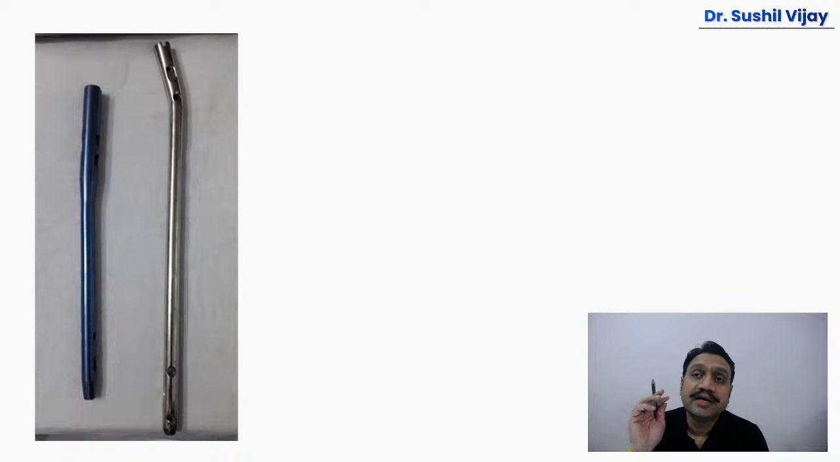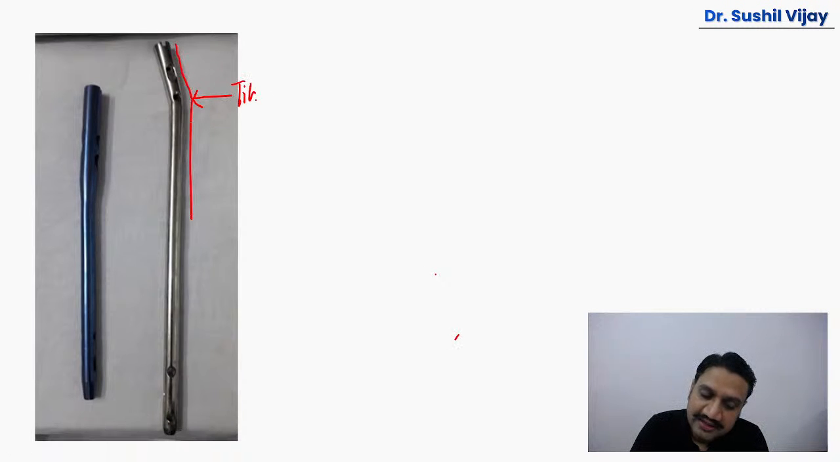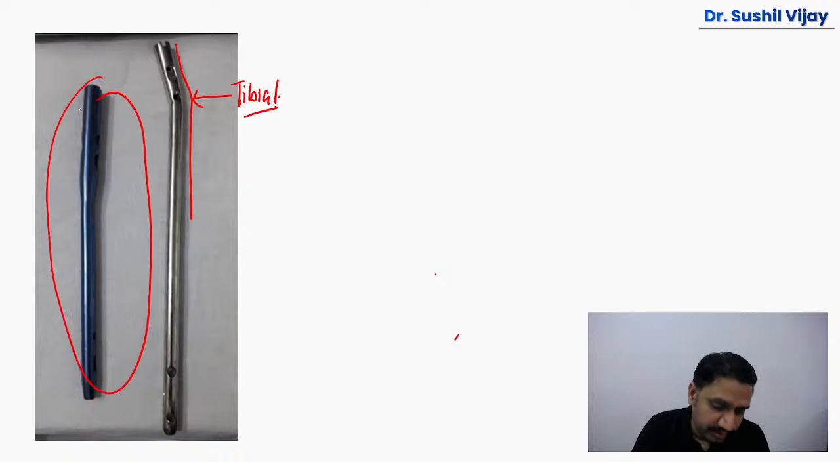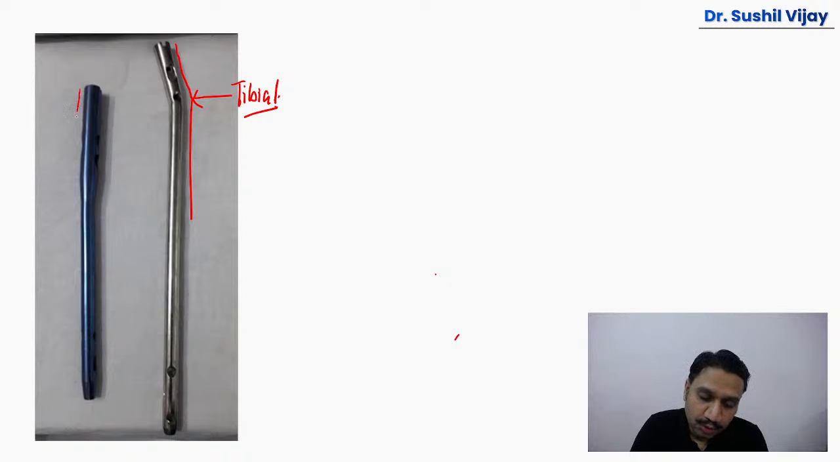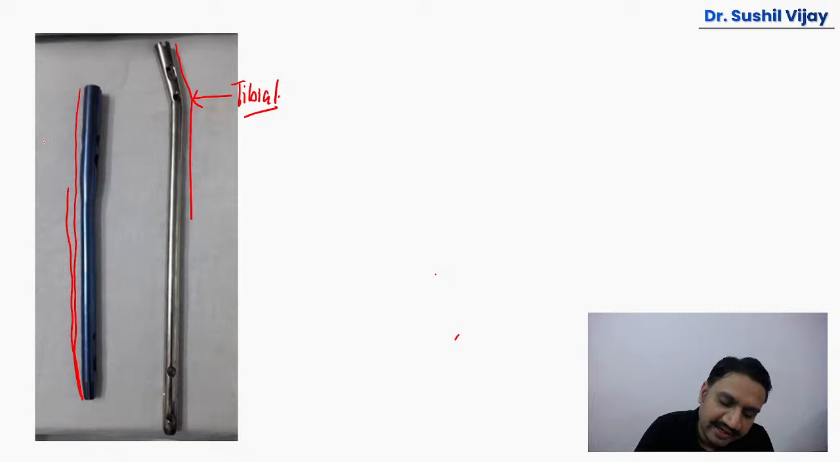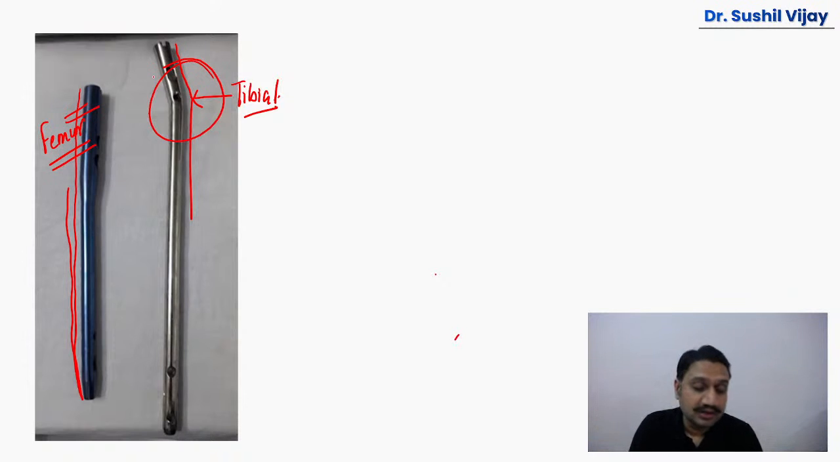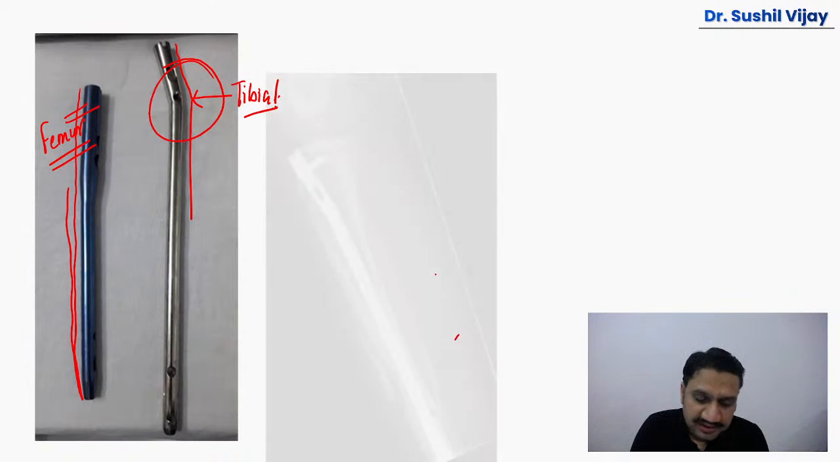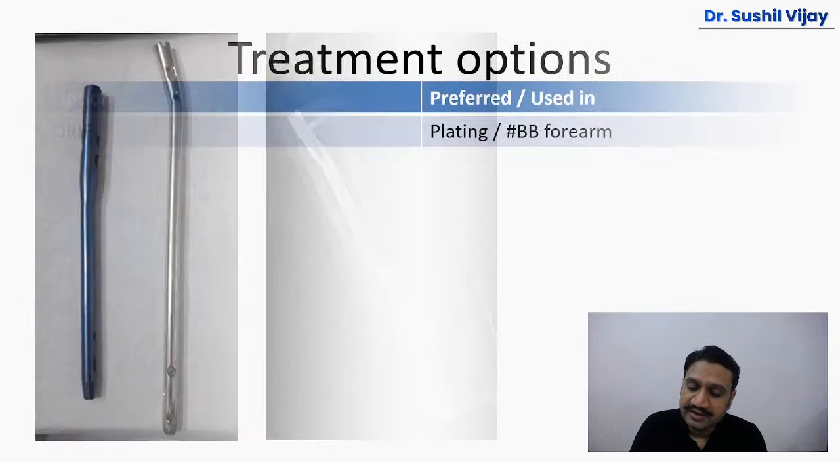So please remember, in your exam, if by chance they ask you about the nail, please see this longer nail that you see, it is having an angulation here. So angulation will be seen all the time in the tibial nail. And this one is not having any angulation. This is only having a curve. So whenever any nail, long or short, is only having a curve, it is made for the femur, right? So the tibial nail will have an angulation and the femoral nail will have the curves, okay? So these are all the placements of the intramedullary nail.